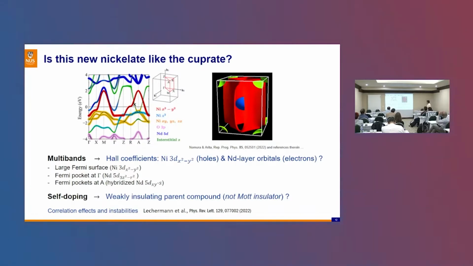So if we try to relate to what we have observed from the transport, for example, we have this Hall coefficient, so this might explain, or be somehow consistent with, having this multi-band structure from the DFT. So the idea of having self-doping might also lead to these differences that we observe between the cuprate and the nickelate. And that's also probably the reason why we don't have this Mott insulator parent compound. As I said before, we have this weakly insulating behavior.